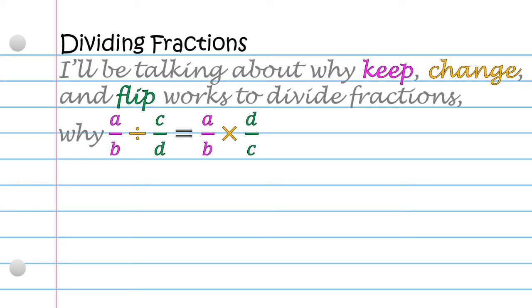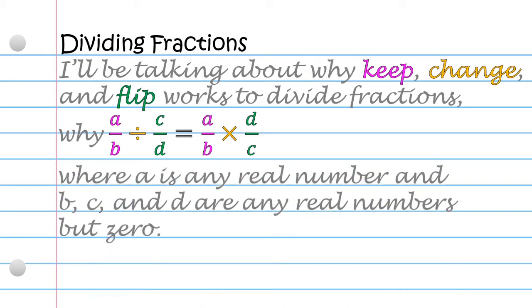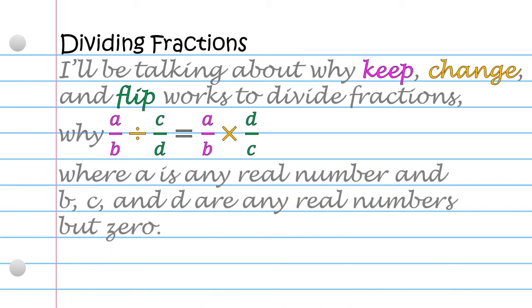For the pink, we keep a over b. For the orange, we change the divide sign to the times sign. And for the green, we flip c over d to d over c, where a is any real number and b, c, and d are any real numbers but 0.